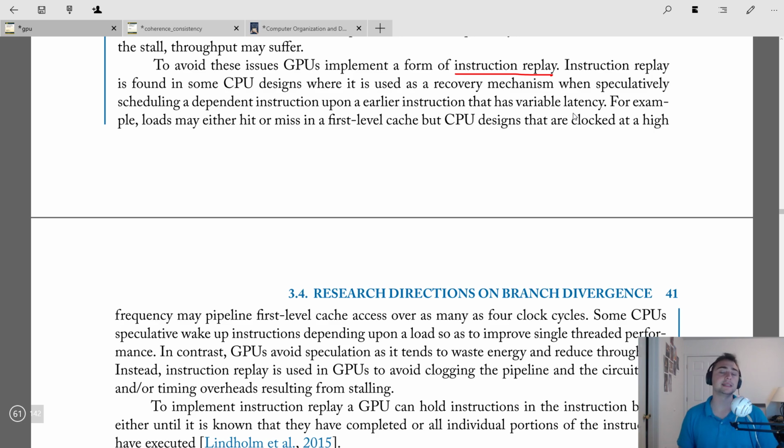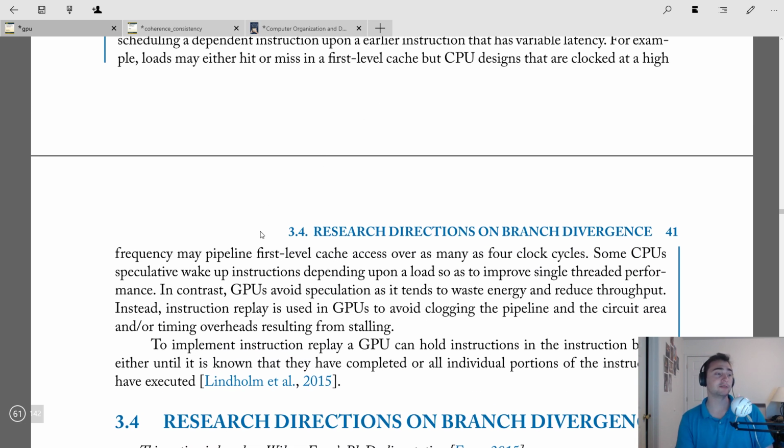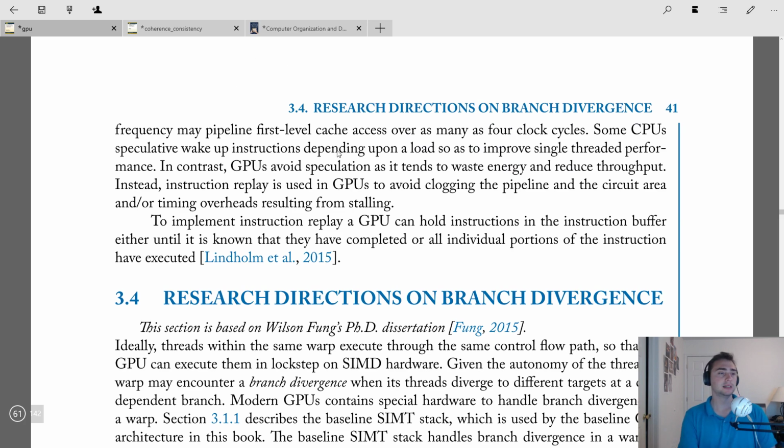So this variable latency is often from the memory system, right? We don't know if we're going to hit in the L1 cache, the L2 cache. Maybe we have to go all the way out to main memory. Heaven forbid we have to go all the way out to disk, right? So for example, loads may either hit or miss. And if we have a design that's clocked at a high enough frequency, pipelined first level cache access may take over 4 clock cycles, right? So some CPUs speculatively wake up instructions depending on a load so as to improve single threaded performance.